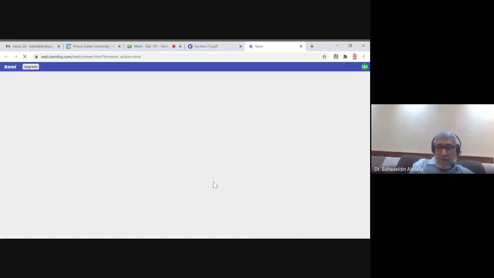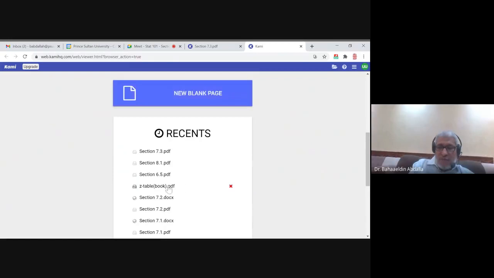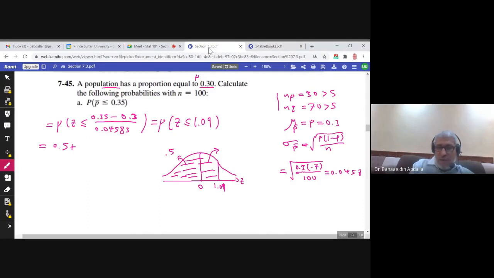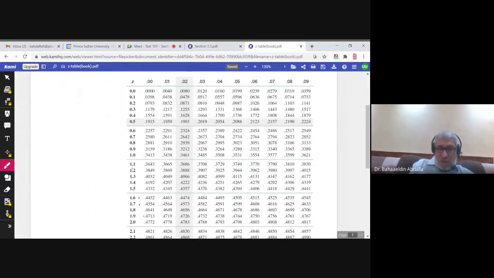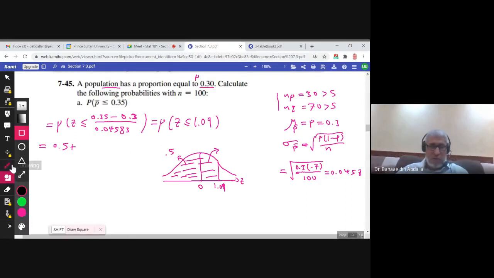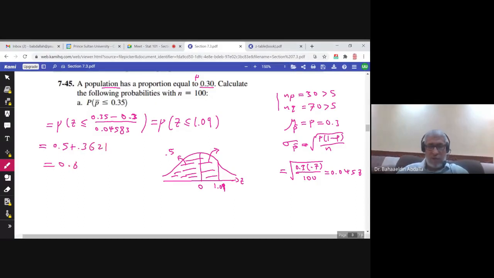table, the normal distribution, the Z table, and I look to the number 1.09. Okay, this is 1.09. You go here to the last number, 0.3621. You add this to 0.5 and you get the result. So the answer is 0.5 plus 0.3621, and it would be 0.8621. This is the probability that P bar is less than or equal to 0.35.